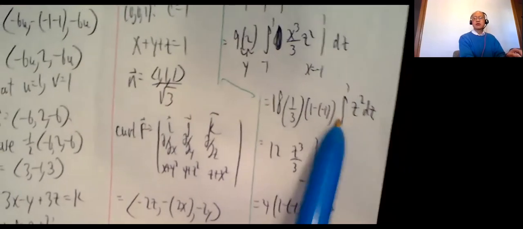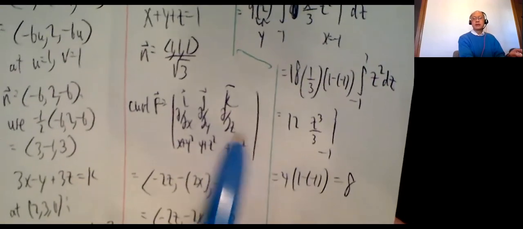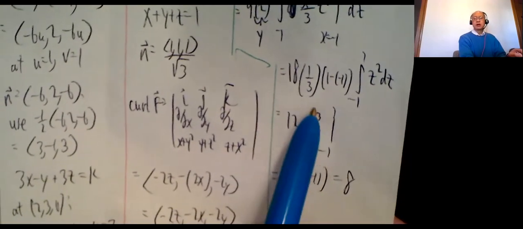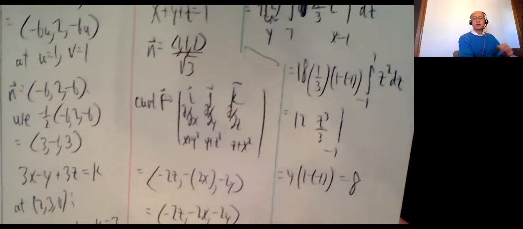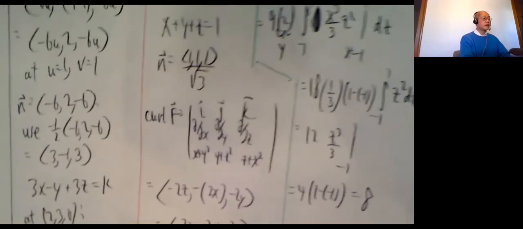Negative 1 to 1, z squared, z cubed over 3. 12 divided by 3 is 4. 1 minus a negative 1, 4 times 2 is 8. And that is that.